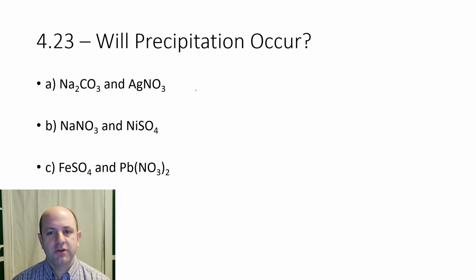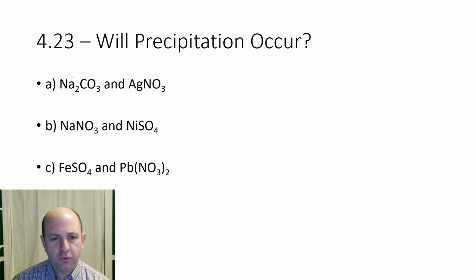ACS loves these questions. Where it's just, here's two ions. Will a precipitation occur? Will one of the products, when we do a double replacement reaction, be insoluble? So to do these, all you need to do is say, okay, I got my two compounds. When they switch ions, what will the products be? And then you check your solubility rules.